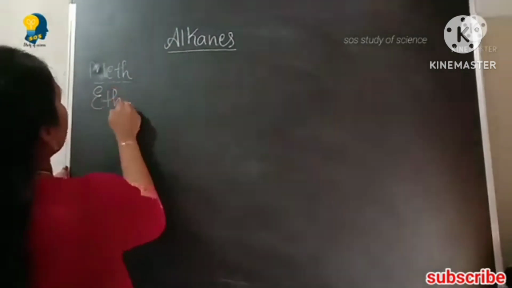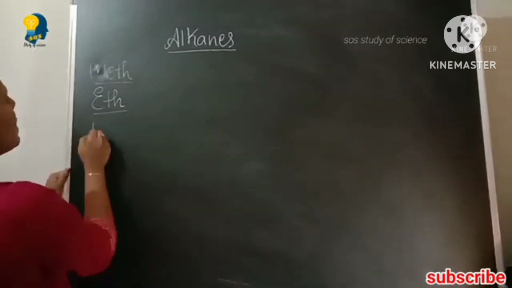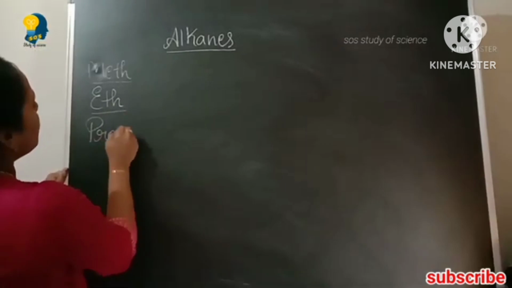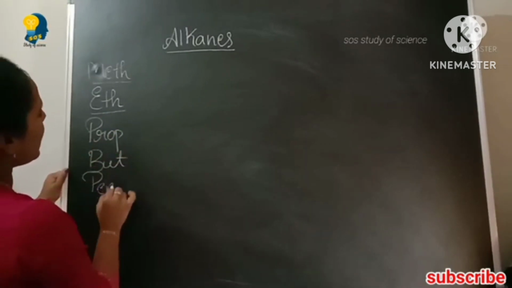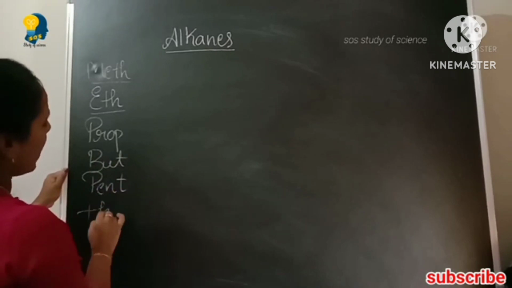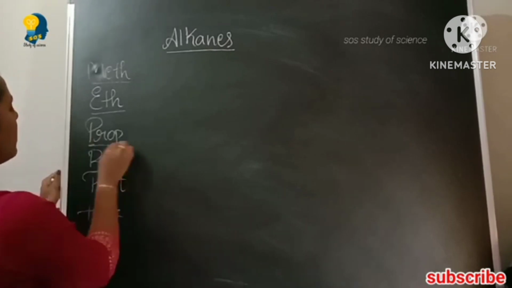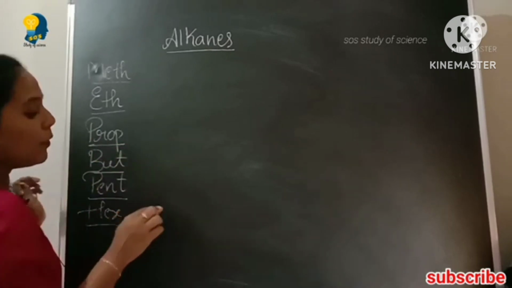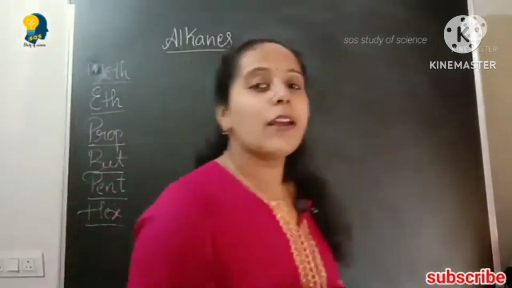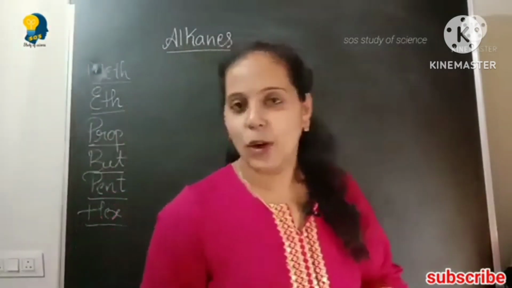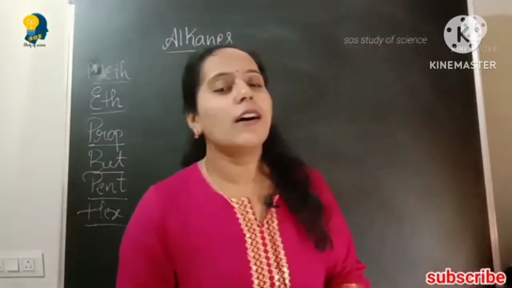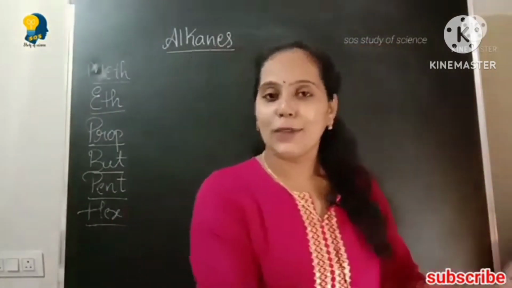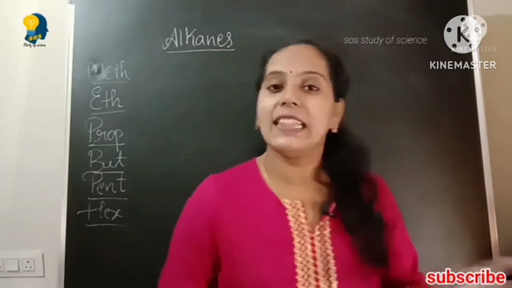Second member is eth, and the third one is the prop. Fourth one is the but. Fifth one is the pent. Sixth one is the hex. Okay, so these are the word roots which you have to compulsorily remember with respect to your board examination. Among these word roots only you will get any kind of the formulas or molecular formulas or structural formulas, anything they may ask you. So these are the word roots.